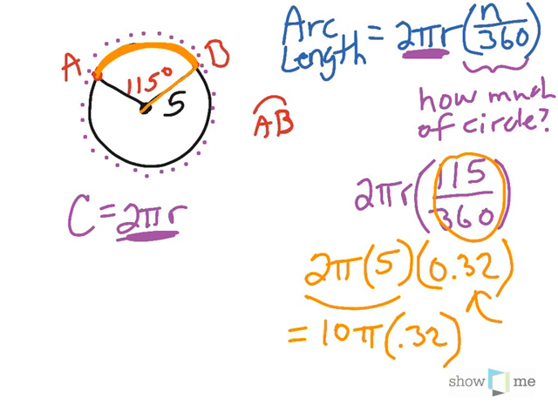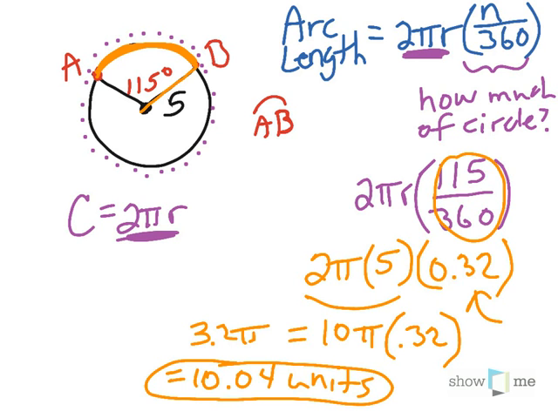I'm going to get 3.2 pi, or 10.04 units. And once again, I'm not doing square units because I do not care about the space in this circle. I'm looking at the distance right here. So it's a linear measurement. 10.04 units.